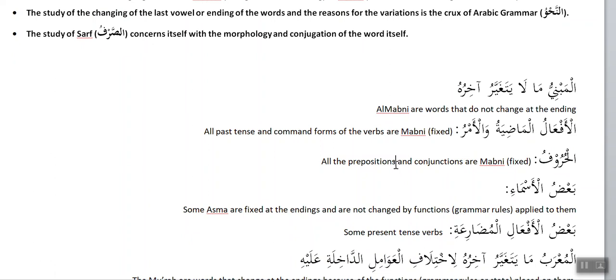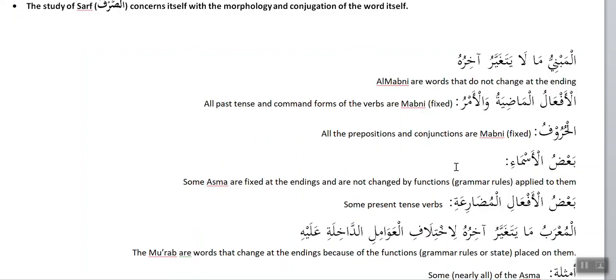Remember we talked about three parts of speech. So al-huruf, that whole part of speech, always is mabni. And as far as verbs are concerned, there's past tense and command, and then there's a third form of the verb, which is the present tense. In Arabic, we only have three tenses. We have past, we have present, because the present itself would be present continuous. Those would not be fixed. Those will change at the ending.